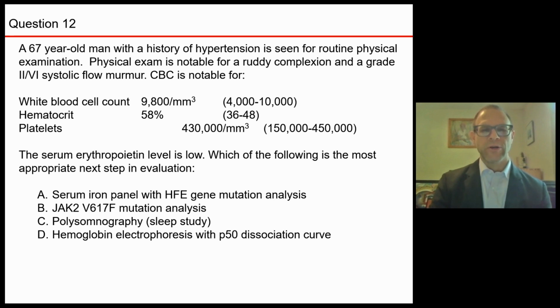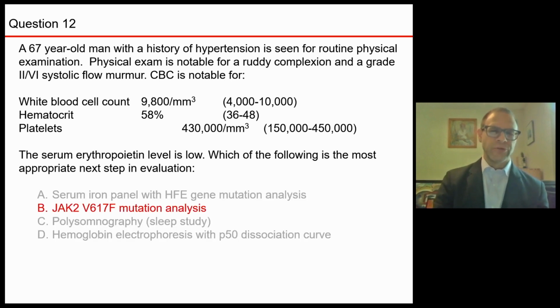A, serum iron with an HFE gene mutation analysis. B, JAK2 testing. C, a sleep study. D, hemoglobin electrophoresis with P50 dissociation curve. The answer is a JAK2 test.